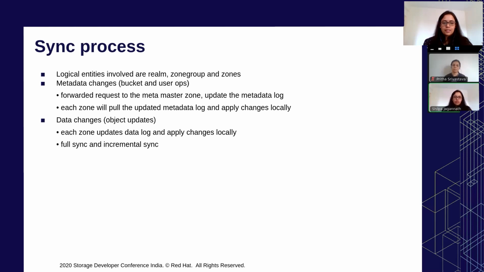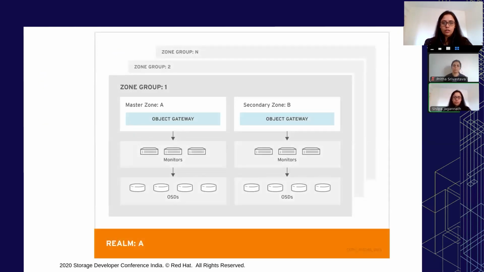Next slide, please. So this is what a configuration might look like. We have a realm in which we have multiple zone groups, and each of them has its own zones replicating to each other. It can be active-active or active-passive, depending on the requirement. Next slide, please.